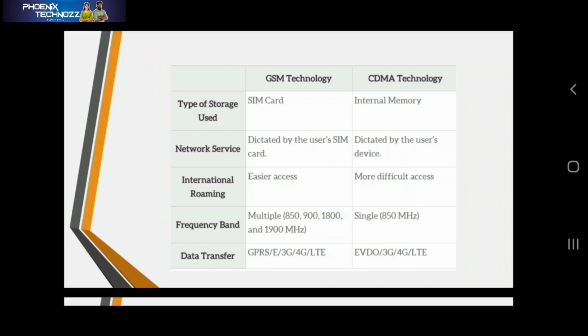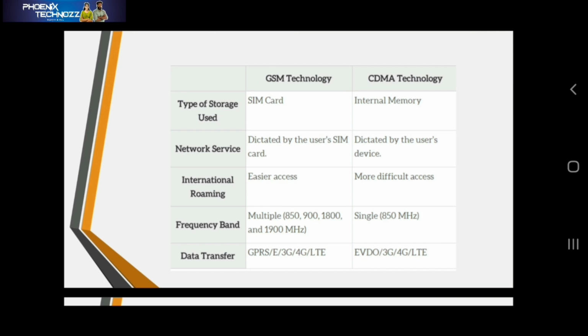Next, the network service. The network service for GSM technology depends on the user's SIM card. But for CDMA technology, it depends on the user's device, because the internal memory acts as the storage device for CDMA technology. Next, for international roaming, there is no roaming charge for GSM technology. That is, international roaming is easier in GSM technology, but it is more difficult for CDMA technology.